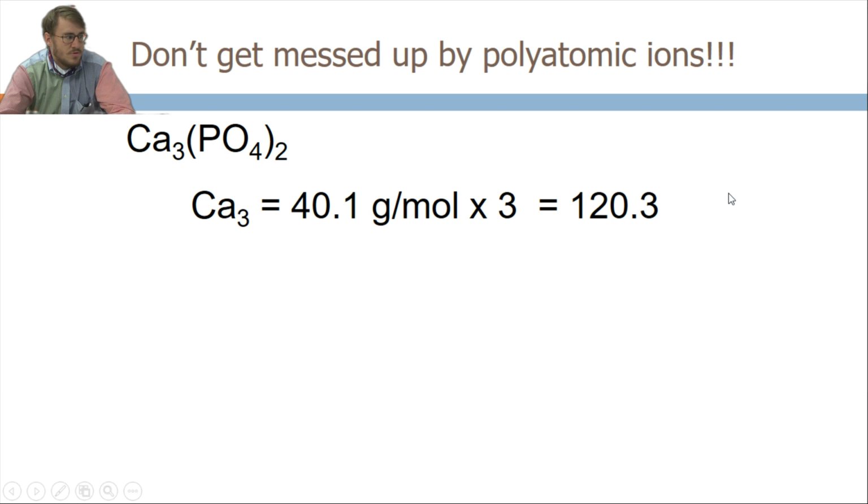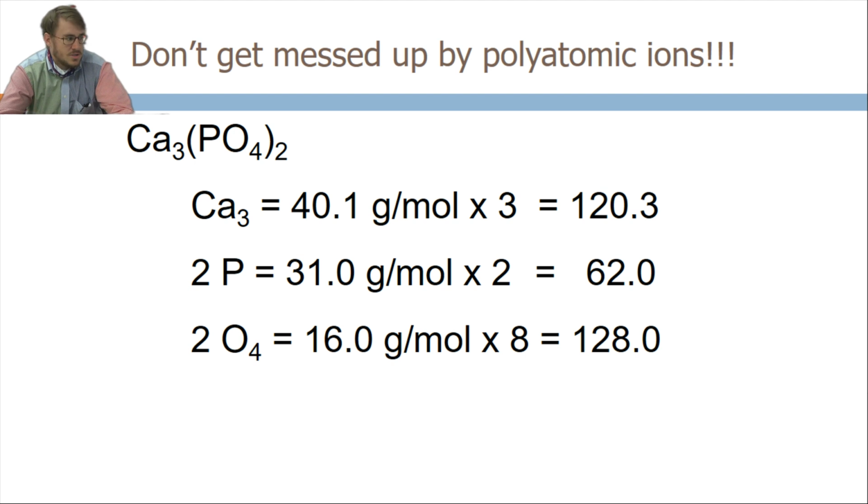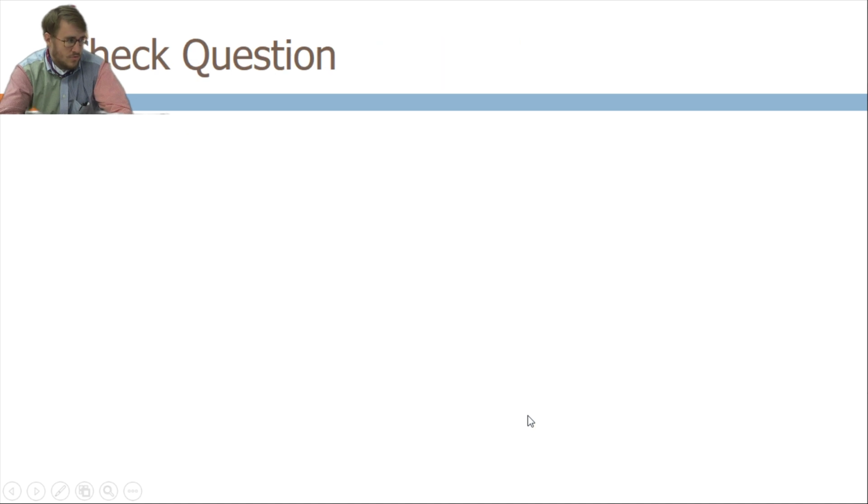Calcium, there are 40.1 each, 3 of them. 2 phosphoruses, 31 each. Oxygen, 16 each, there's 4 of them, times 2 is 8. Add them up, 310.3. Once again, if you're writing this, the bare minimum would be to write down these total additional masses and the total molar mass, so that way it'll help, you can leverage that format later on for solving other problems as we go forward.